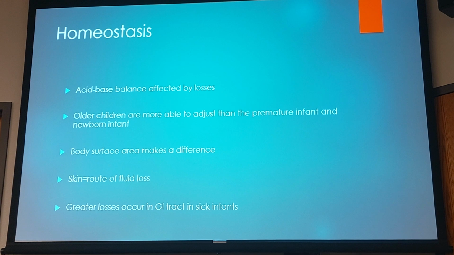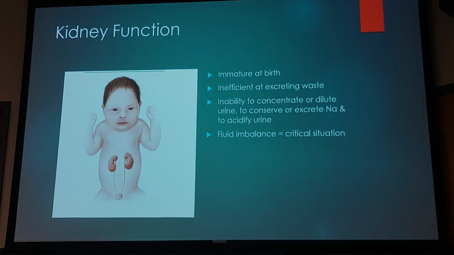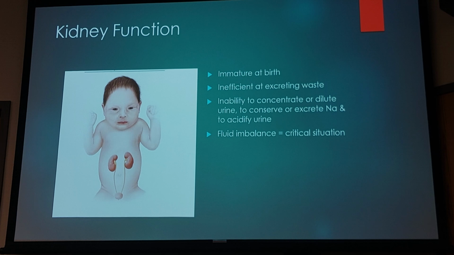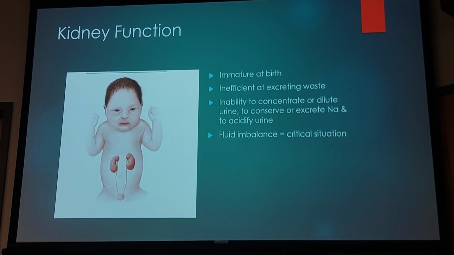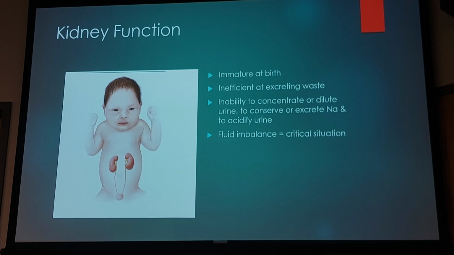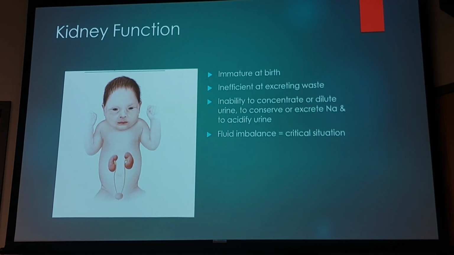And then greater losses in that GI tract in sick infants. So we're losing electrolytes there too, so you can have an isotonic loss with GI losses. I've already mentioned kidneys are immature at birth and inefficient at excreting waste. So they do it, but it's not in an efficient way. So when it's overcome, for whatever reason or lack of intake, it can really stress the kidneys. They have difficulty diluting the urine, conserving those electrolytes, all of those things.